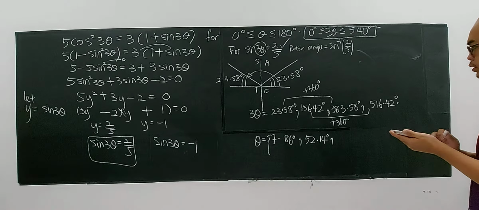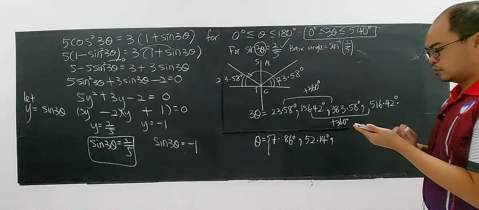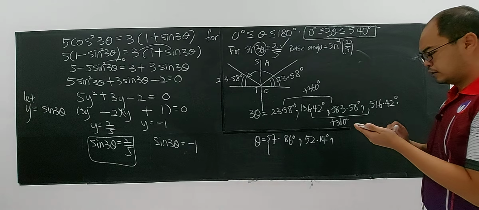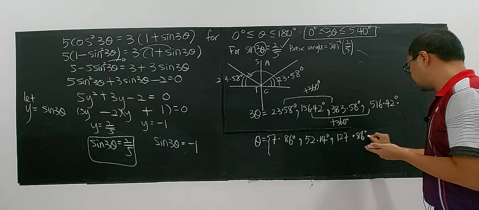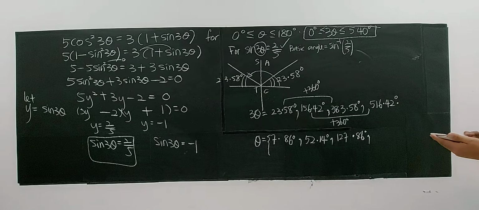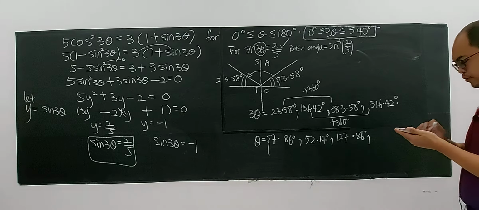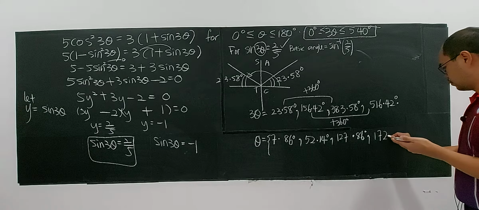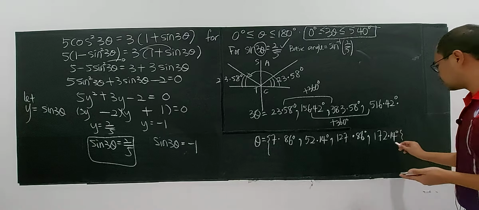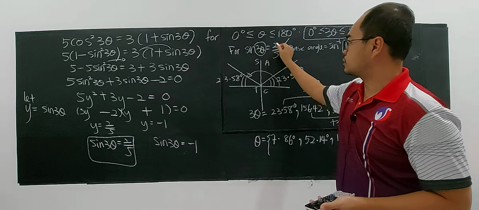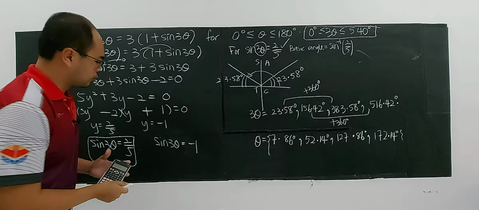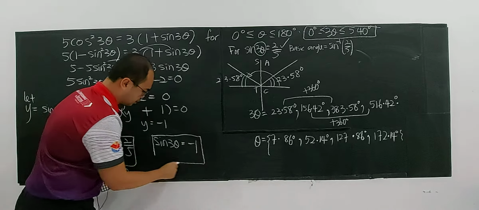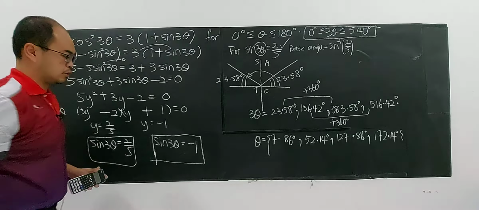Alright, and 383.58 divided by 3, 558 by 3, you will have 127.86 degree, followed by 516.42 divided by 3. You will have 172.14 degree. This is the solution for sine 3 theta equal to 205. But we still need to solve this one to get the full solution for this equation here.